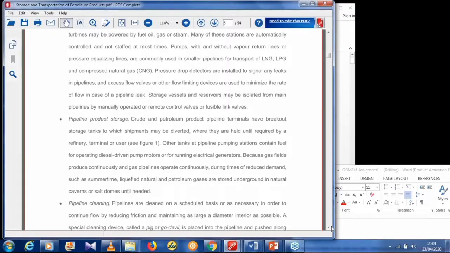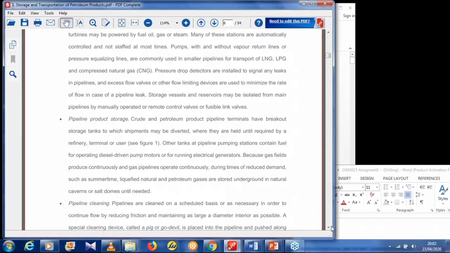For the pipeline product storage, such operation involves the crude and petroleum product pipeline terminals. They usually have a breakout storage tank, which is like a temporary storage from which shipment is now diverted. So when you are transferring from maybe a refinery to a particular point where it's going to be delivered, there will be a breakout storage tank from where you can now do other diversions. So it's more like a temporary storage tank.